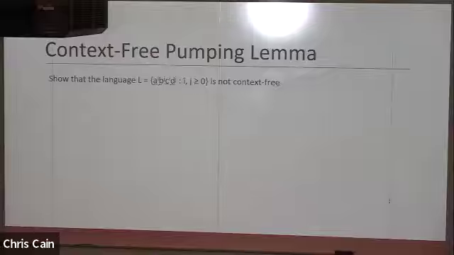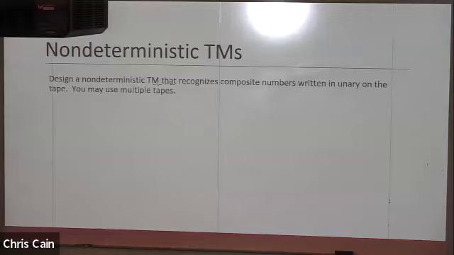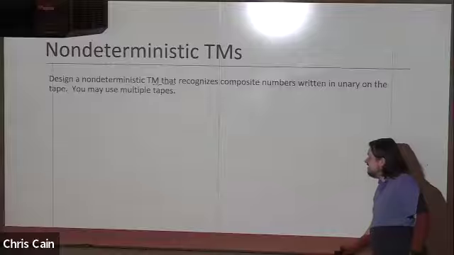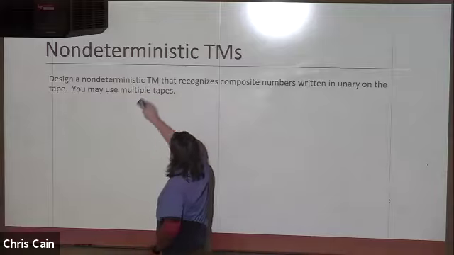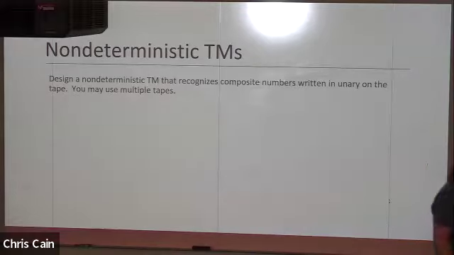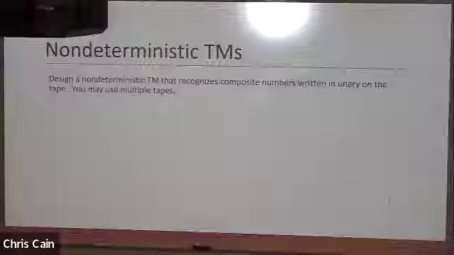Okay. I think we have time for one more, or at least to get started with it. Let's make a non-deterministic Turing machine to recognize composite numbers. As a deterministic Turing machine, this would be disgusting. That's a 210 level homework problem. But with non-determinism, it becomes a little bit easier.